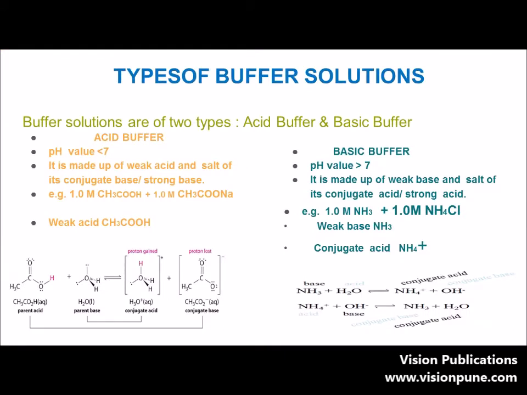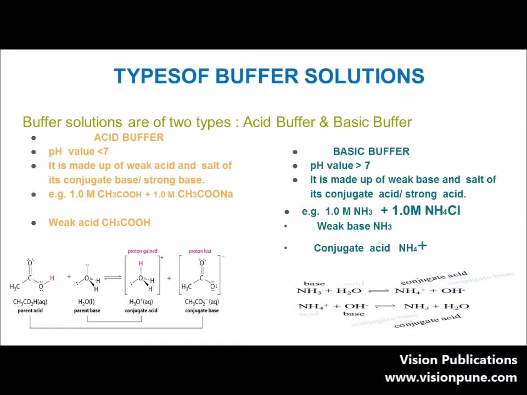There are two types of buffer solutions, acid buffer and basic buffer. The acid buffer has a pH value less than 7, and basic buffers have a pH value greater than 7. Acid buffers are made up of a weak acid and a salt of its conjugate base, or a salt of a strong base. For example, acetic acid and sodium acetate.